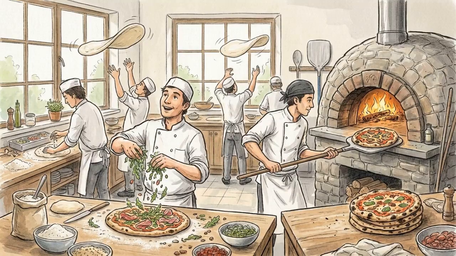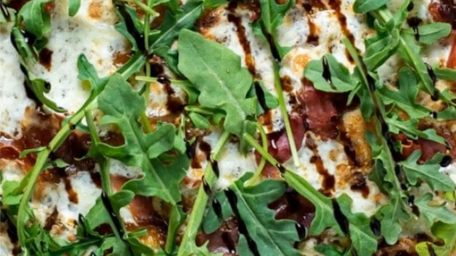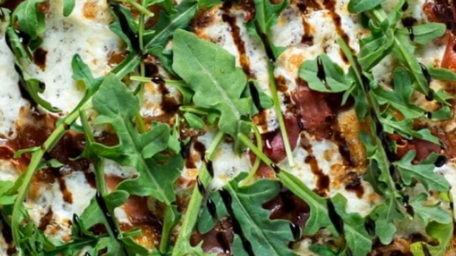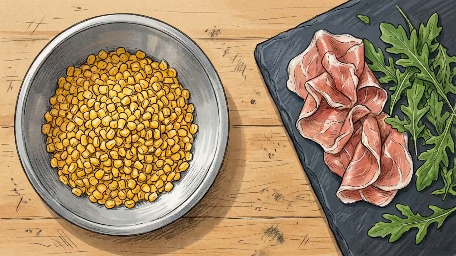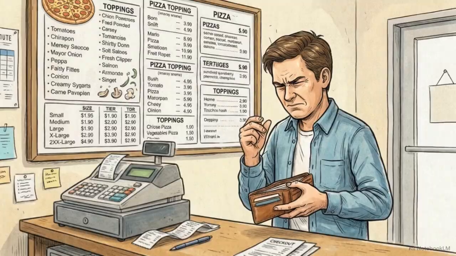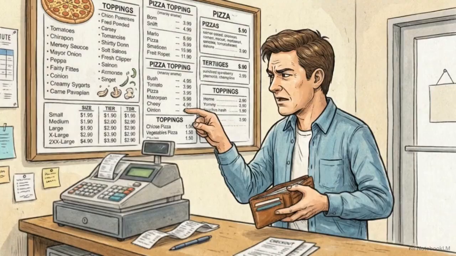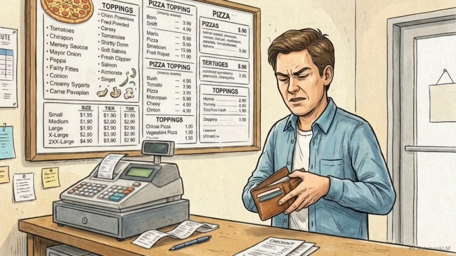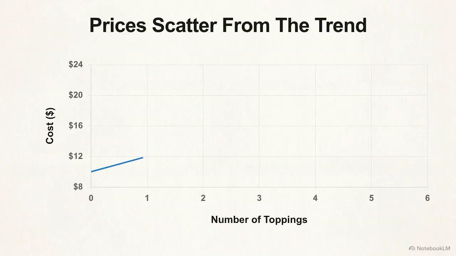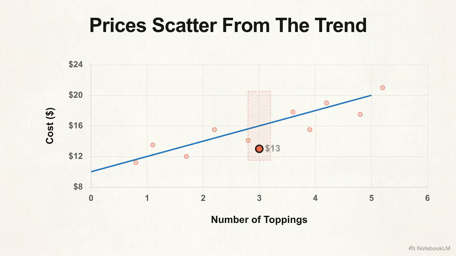But stepping outside of Sam's shop, the real world rarely follows rules that perfectly. Take Ella's artisanal pizza down the street. Her base pizza is also $10, but her toppings are all over the place. A scoop of corn might be $1, while imported prosciutto is $3. If we try to predict our bill at Ella's using the old method, just counting how many toppings we ordered, our math starts to fall short. Looking at a chart of Ella's sales, the dots don't form a neat line anymore. They scatter. You might order 3 toppings and pay $13, or you might pay almost $20.